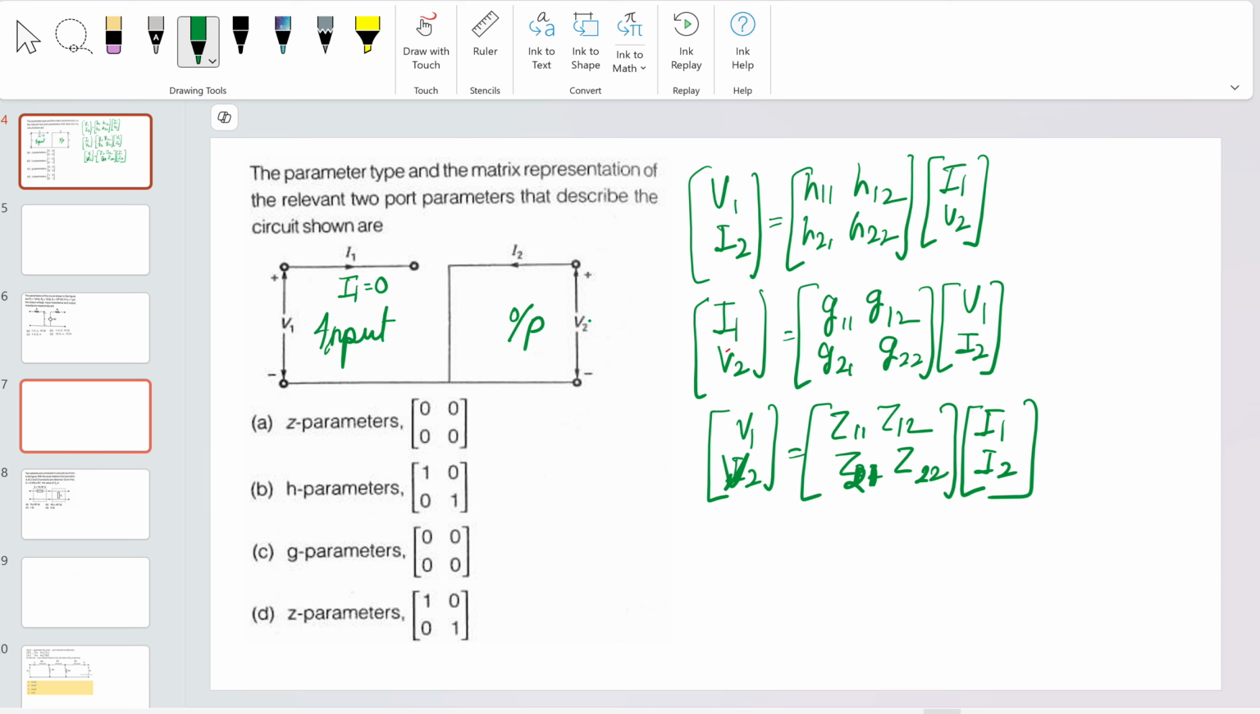And the V2, if you see, is already equal to zero. Why? Because the output side is already shorted. Take it as a hint that I1 will always be equal to zero and V2 will always be equal to zero. Okay, verify which option is actually matching with this. Which parameters, basically.